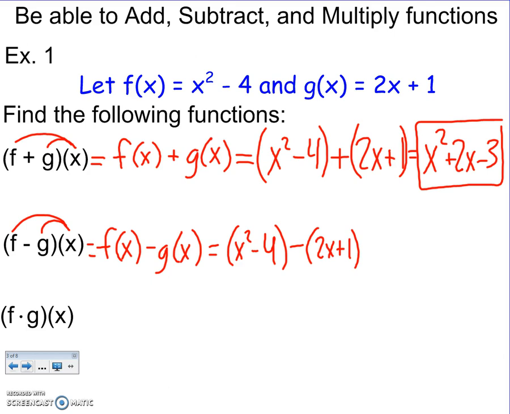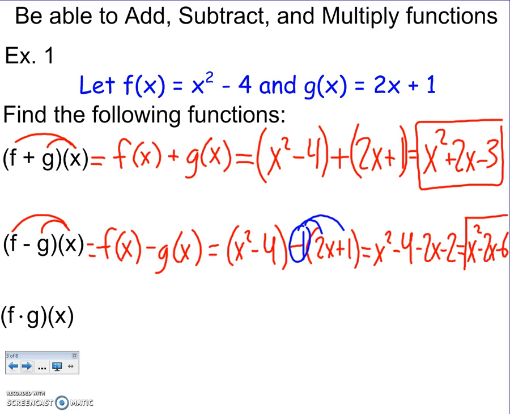Hopefully you know if there's a subtraction sign, there's actually a negative one there that gets distributed to both of these. The first one has nothing to distribute, it's just x squared minus 4. The second one is now negative 2x minus 1. Combine like terms: the negative 4 and the negative 1 combine this time, so it's going to be x squared minus 2x minus 5. That's the answer there.